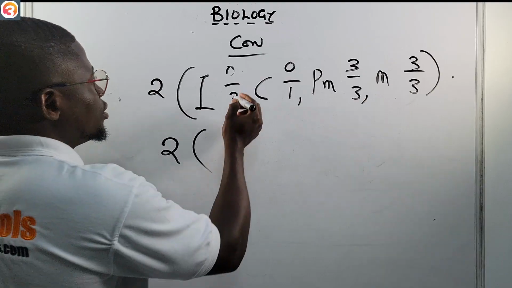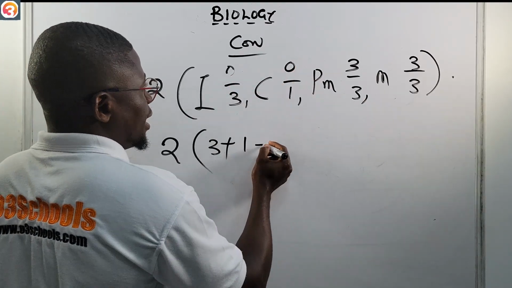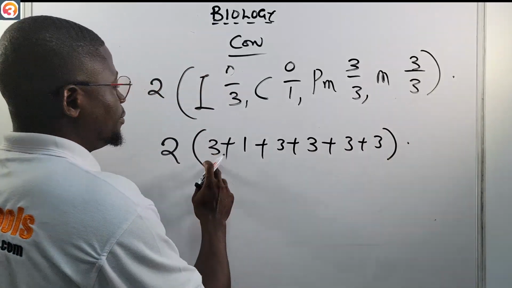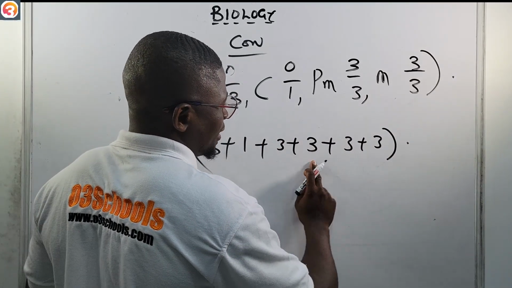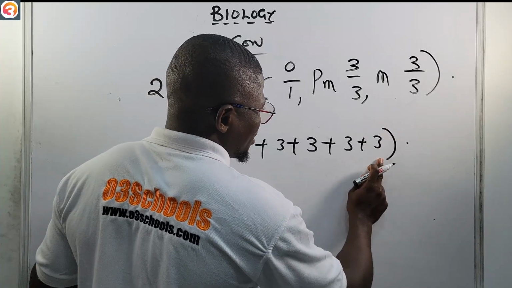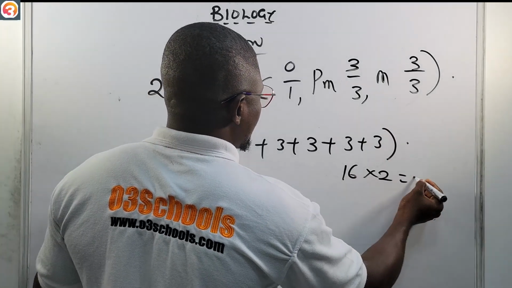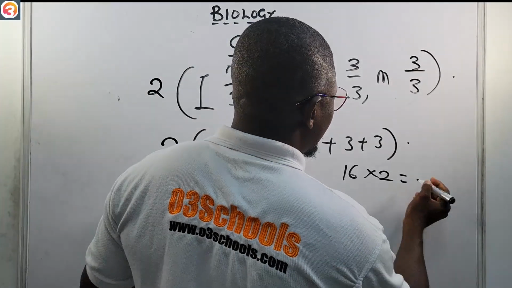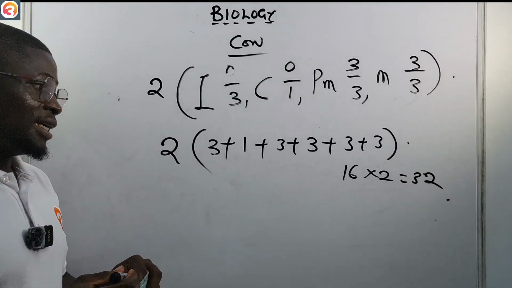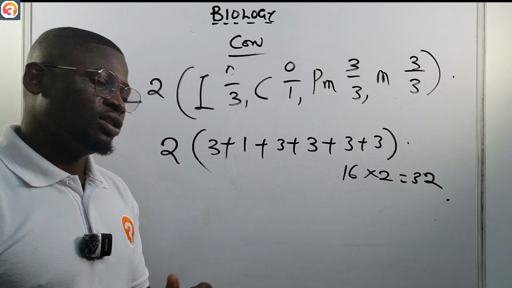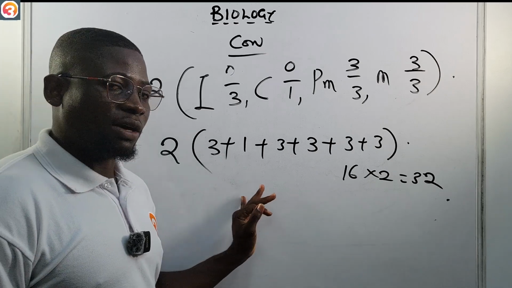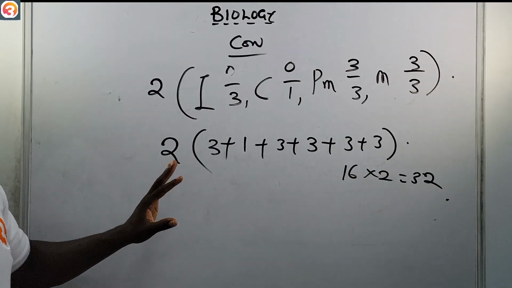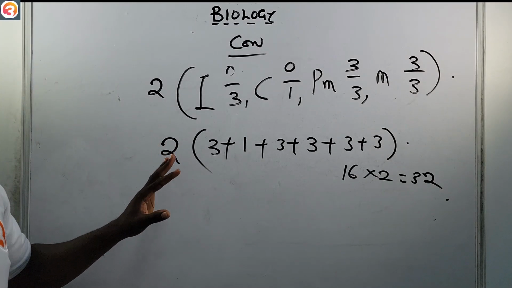So 2 times 0 plus 3, I'm going to have 3 plus 1 plus 3 plus 3 plus 3 plus 3. Calculate: 3 plus 1, 4. 4 plus 3, 7. 7 plus 3, 10. 10 plus 3, 13. 13 plus 3 is 16. 16 times 2 is 22, 32, sorry. 16 times 2 is 32. You see how people easily make mistakes? Even me, I'm not above mistakes. So please ensure you calm down when you are doing calculations. So 16 times 2 is 32. That is the dental formula for a cow.